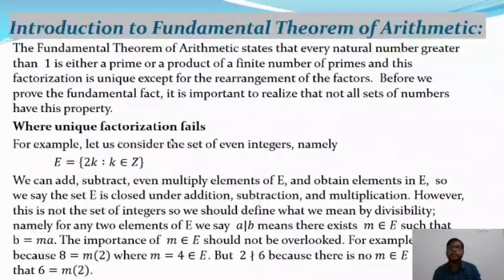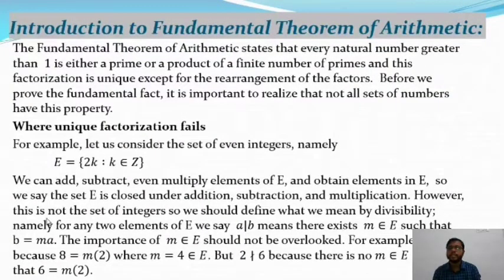So where does unique factorization fail? For example, let us consider the set of even integers, namely E is equal to 2 into k, such that k belongs to Z. So k is any integer and 2k is the even integer. That means plus minus 2, plus minus 4, plus minus 6, plus minus 8, and so on. These are the even integers.